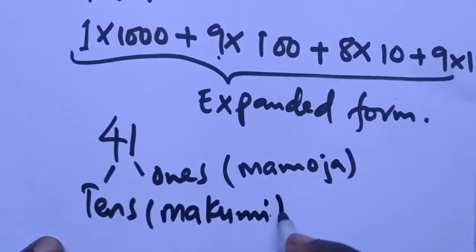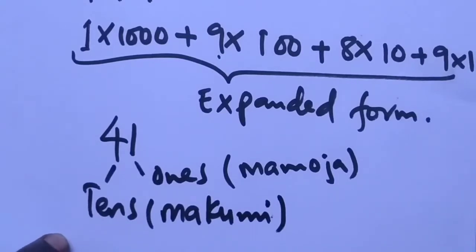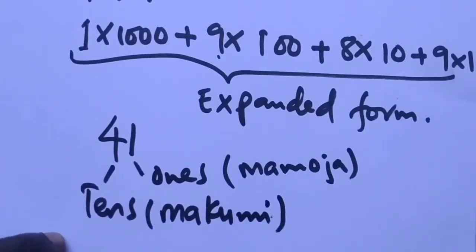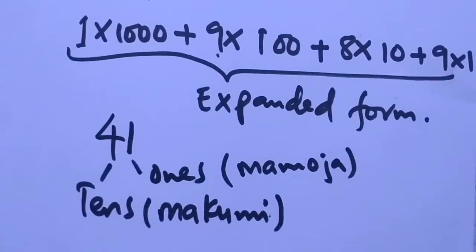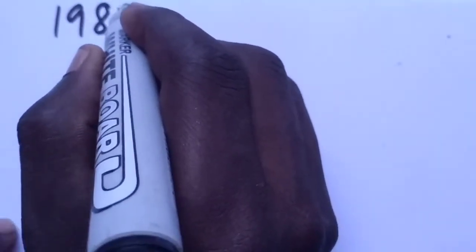So I know in your primary you have learned about it. Mamoja, makumi, mamia, maelfu. This is what we are learning in place value. So for any number, tunakuwa tuna place value of different digits. So for example, kwenye namba 1987, from here we have the place value of different digits.